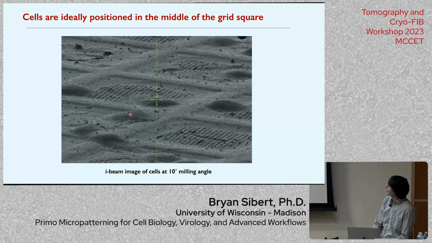But then you see this other cell here, which is technically in the square, but I don't have room behind it to mill through. So I can't mill through this grid bar here. And the same story over here. I have this cell that's nicely in the square, but it's just too close to the grid bar. I'm not going to be able to mill an area behind this cell to collect the tomogram.